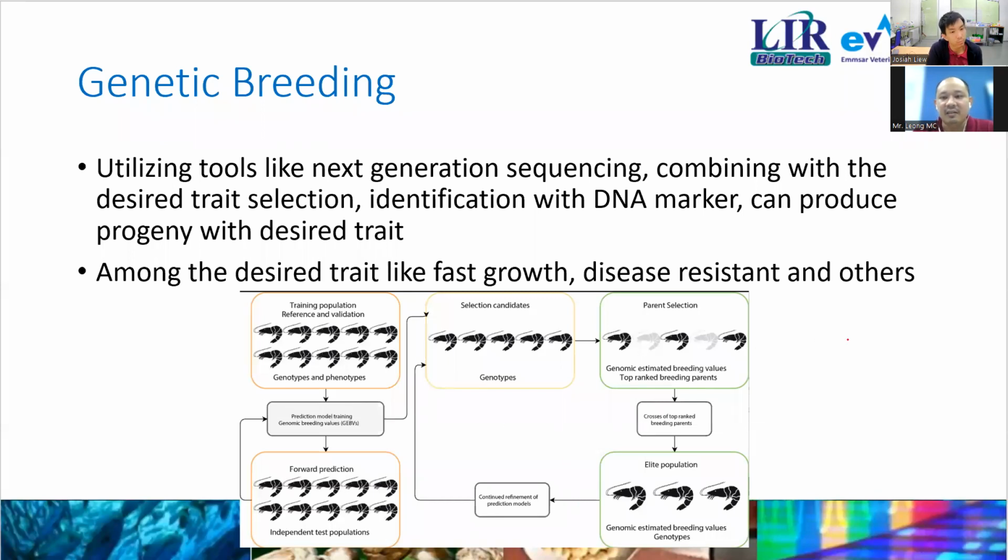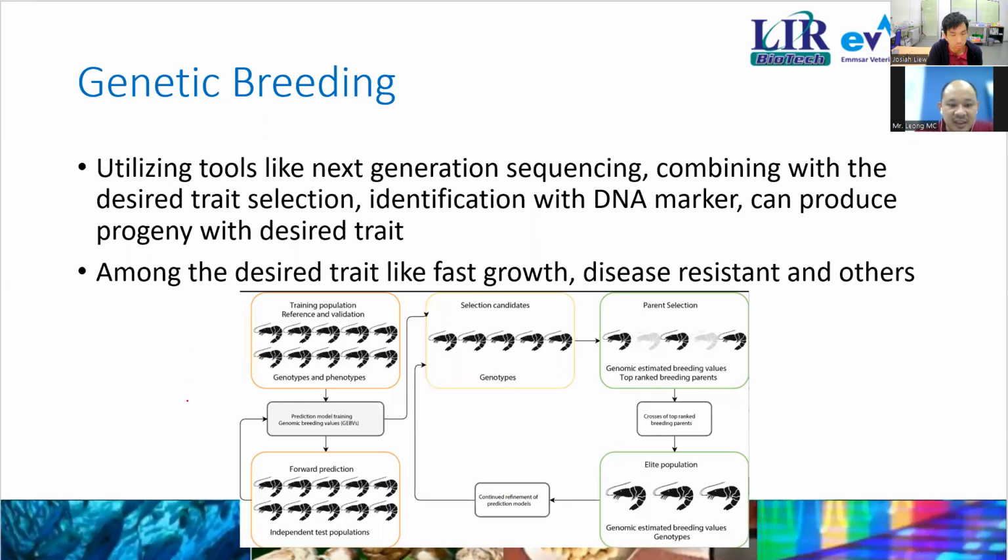Then we can show the percentage of success in selecting progeny with the desired trait. Among the desired traits are fast growing, disease resistance, and others. This is a quick overview of how genetic breeding is done.